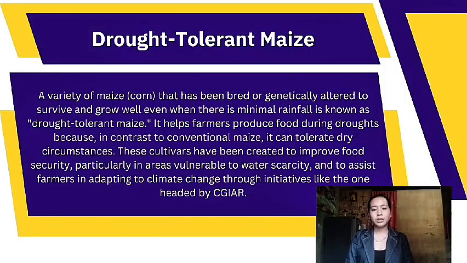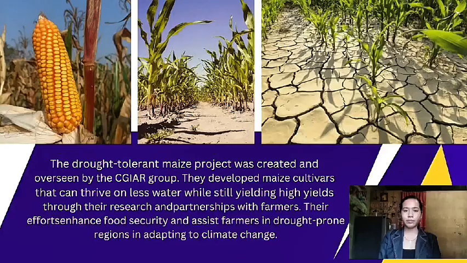So, drought-tolerant maize is a type of corn that can grow even with less water. It is specially developed to survive dry conditions better than regular corn. The Drought-Tolerant Maize Project was created and overseen by the CGIAR Group. They develop maize cultivars that can thrive on less water while still yielding high yields through their research and partnership with farmers. Their effort enhances food security and assists farmers in drought-prone regions in adapting to climate change. So, these maize help farmers in dry areas avoid crop loss. It improves food supply and helps farmers adapt to climate change by producing crops even during drought.